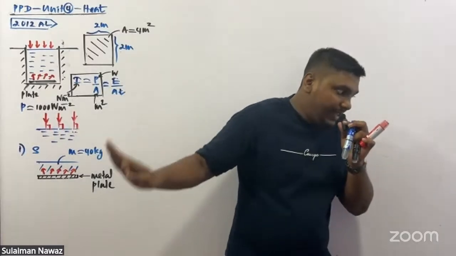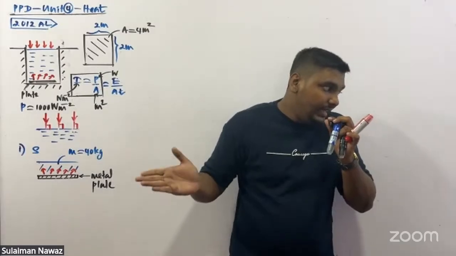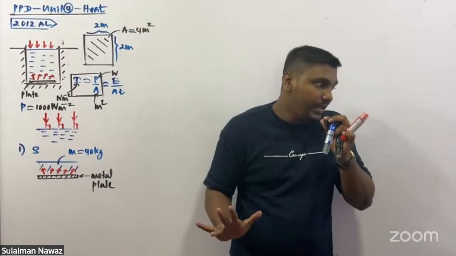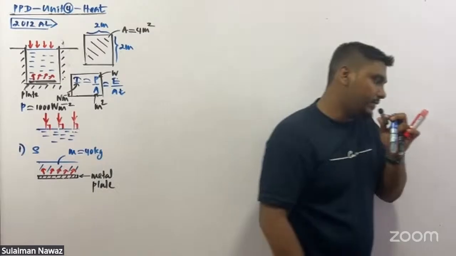the amount of heat absorbed by the metal sheet over a 7-minute period entirely contributed to raise the temperature of a thin layer of water of mass 40 kilograms just above the metal sheet. How much will the temperature rise? Okay.